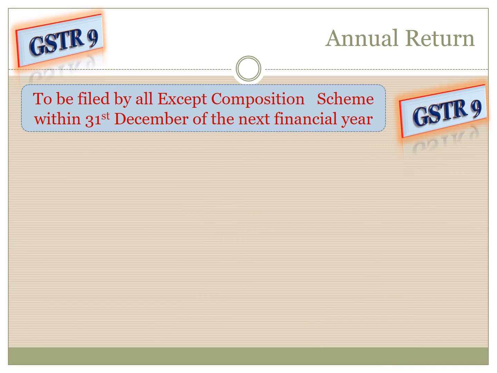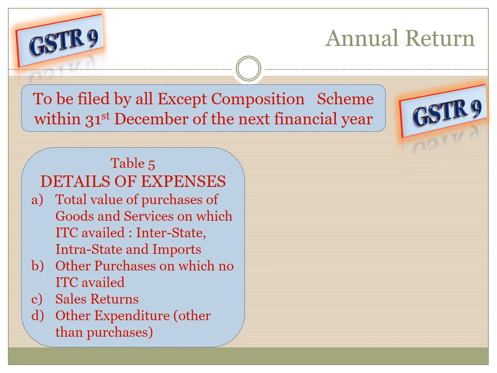GSTR 9 is the annual return for all taxable persons except those who have applied for composition scheme. Under Section 30, this return is to be filed on or before 31st December of the following financial year. Details of expenses of the taxable person for the financial year has to be provided in Table 5 of this return. The total value of purchases of goods and services on which ITC is availed, other purchases on which ITC is not availed, sales returns and other expenditure are required to be furnished.